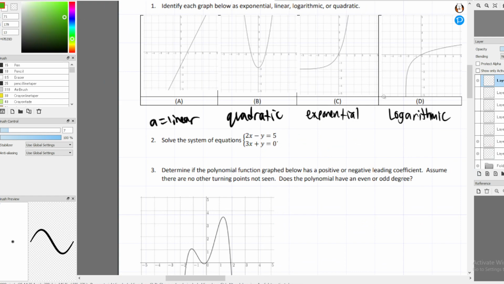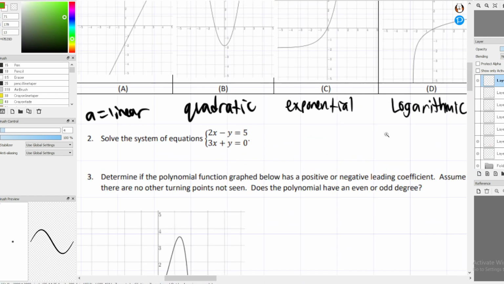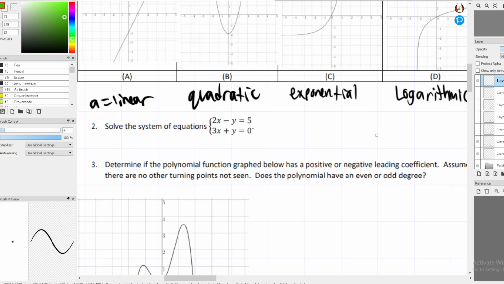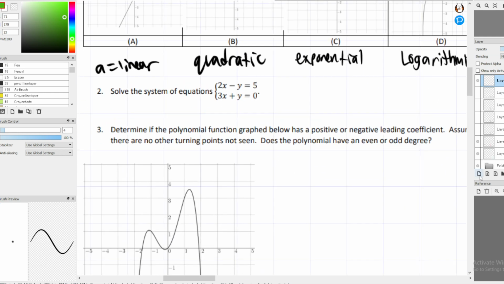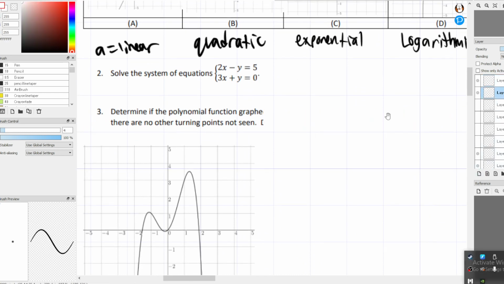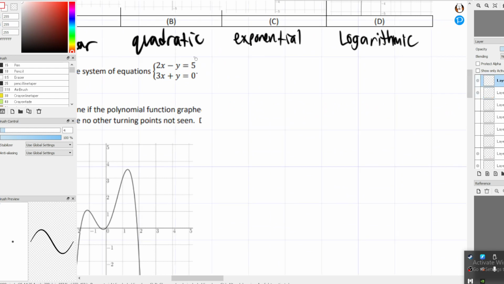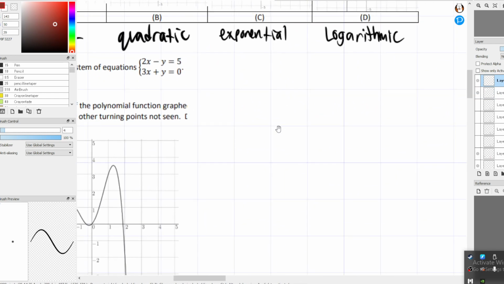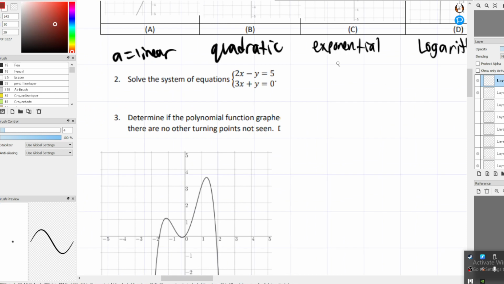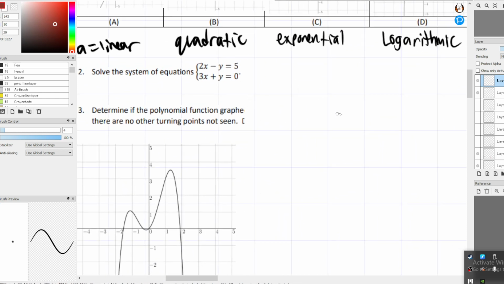The parent graphs. So now we are on number 2, and it's asking us to solve the system of equations. We have this system of equations: 2x minus y equals 5, and 3x minus y equals 0. Now there's 3 ways to solve systems of equations. I would not recommend solving by graphing because you have to be extremely precise with your graphing skills, and it's kind of tricky to do that. But there are 2 different ways that we recommend.